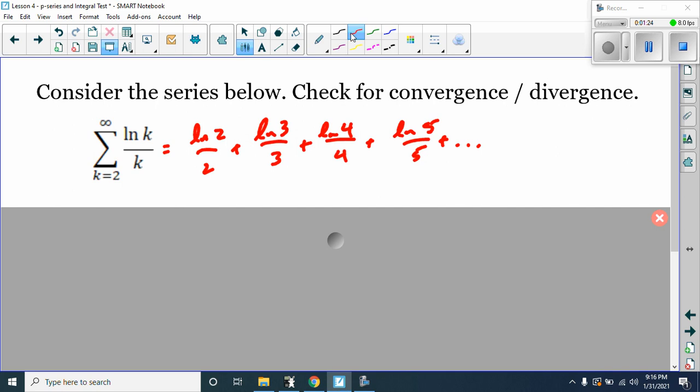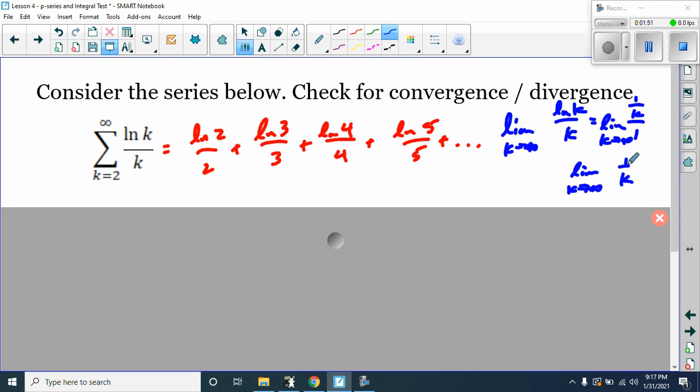We could check the limit as k goes to infinity. That's one other thing we've talked about. So that'd be ln of k over k. I have to use L'Hopital's rule, so it's 1 over k over 1, which is 1 over k. If I plug in infinity, I get 1 over an infinitely big number, which goes to 0. Remember, if this is anything but 0, we can stop right there and say that this diverges. But just because it is 0 does not mean that it converges.